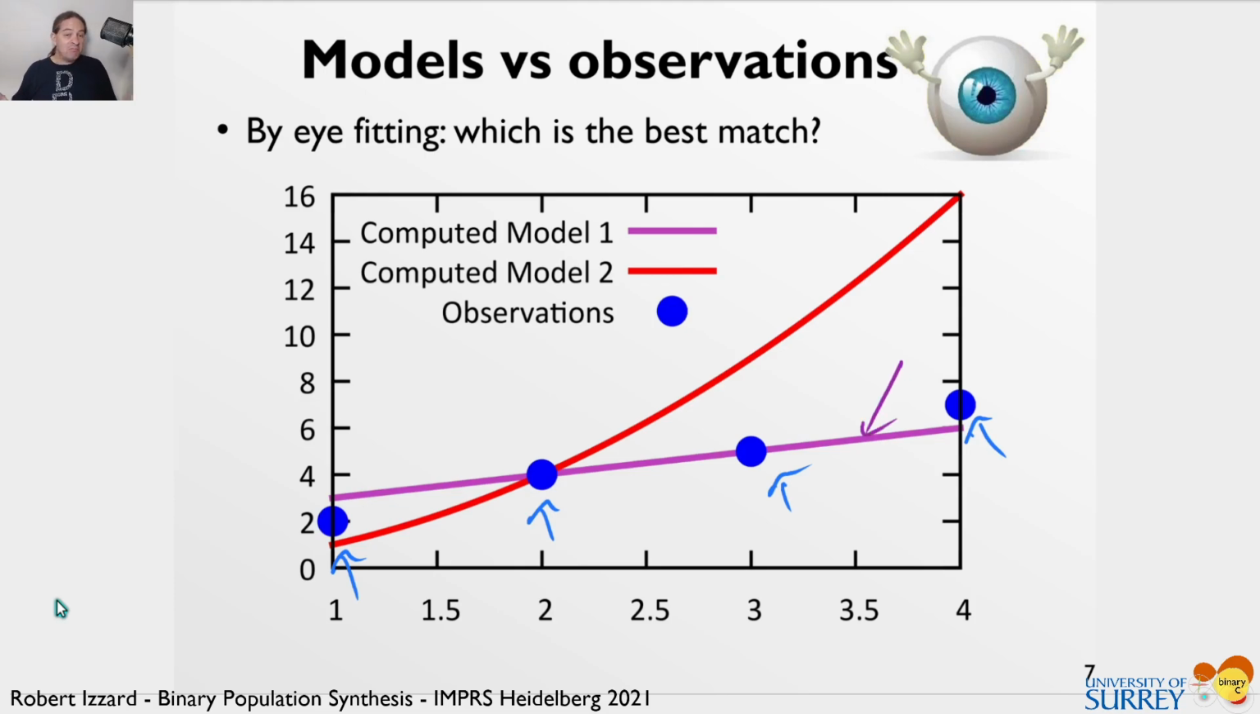So that's easy. And this is what we would call by-eye fitting. And you'd be surprised how often this gets you quite a long way. But it's not the way you would do things in the modern world, of course. You would use statistics.